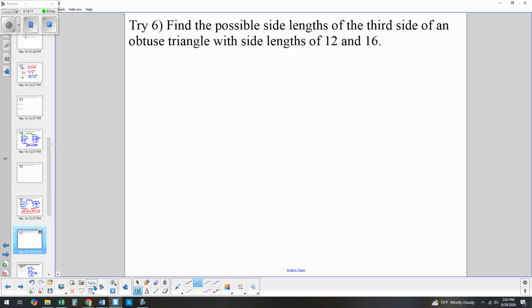So here's one last one for you to try. The answers are posted online, but that is it for section 9.1.